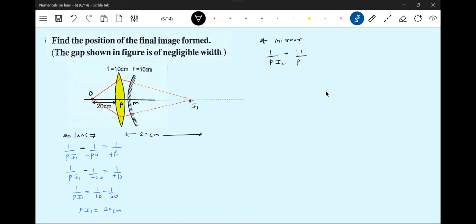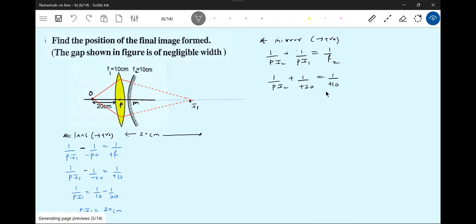Okay, now PI2 plus PI1 equal to F2. Focal length of the mirror is this F2, this F1. So substituting this, PI1 will be plus 20 because towards right is positive convention. Because the rays are incident and towards right is positive. So this will be convex mirror, focal length will be plus 10. Why is this positive? Because you are going to measure PI1 in the direction of this incident ray, and this focal length F2 will be somewhere here, measured in the direction of incident ray. So therefore they should be positive.